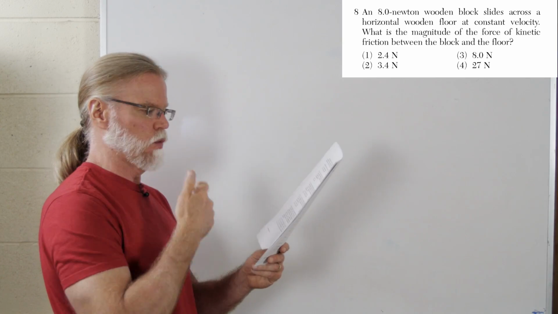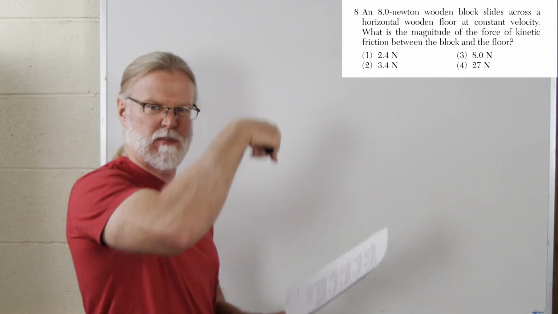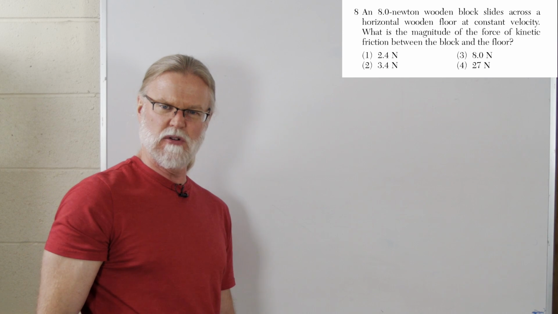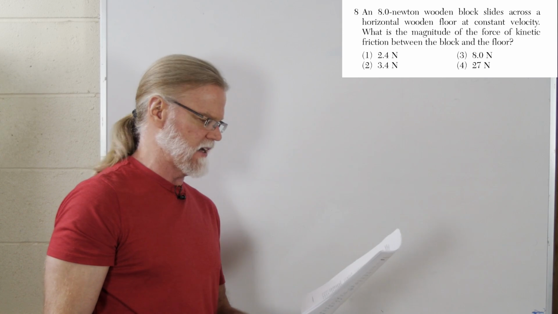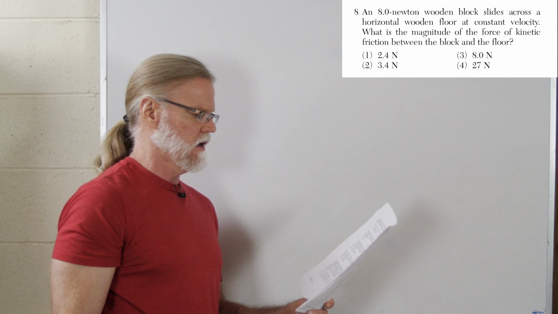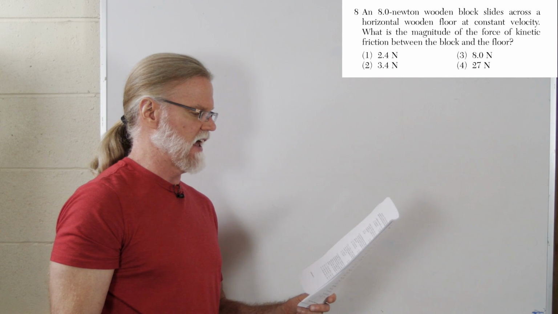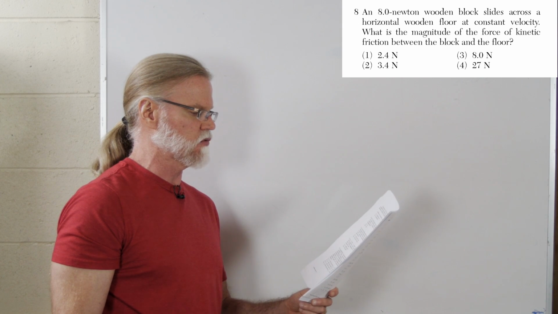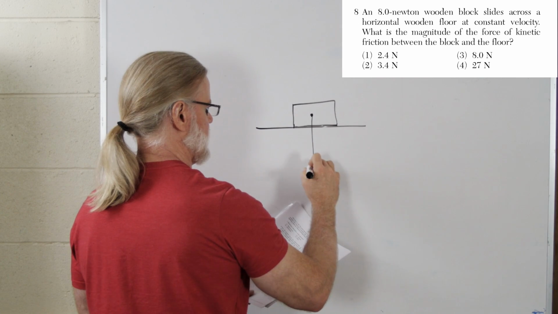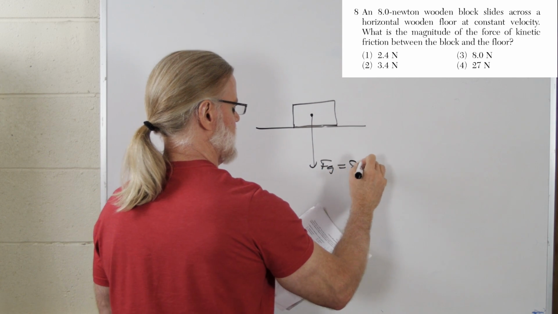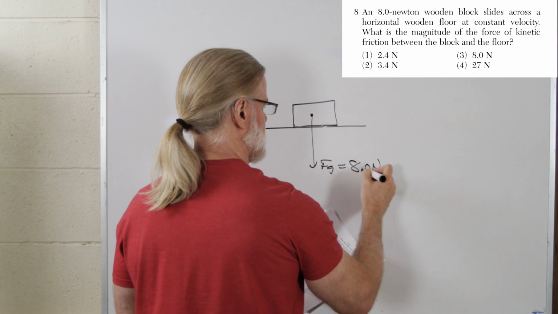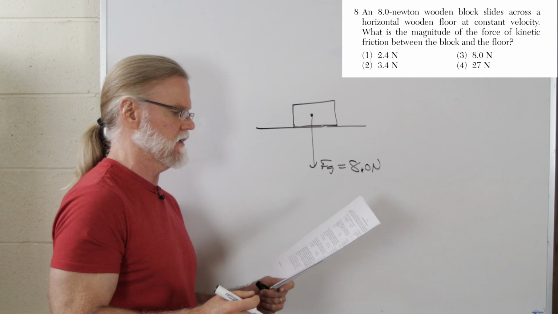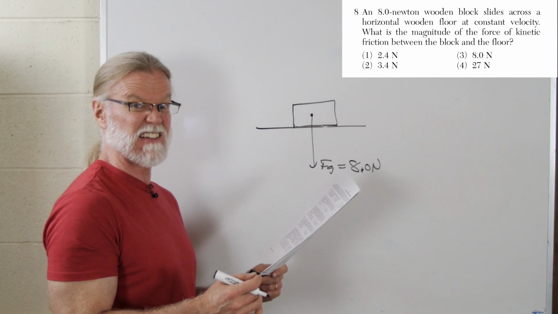An 8 newton wooden block. Okay, it weighs 8 newtons. It's being pulled down with 8 newtons of force. Remember, that's what weight is. Right? Pulled across the floor at constant velocity. What's the magnitude of the force of kinetic friction between the block and the floor? So the force of gravity on this thing is 8 newtons. That's the force of gravity. That's the weight. It's being pulled at constant velocity.